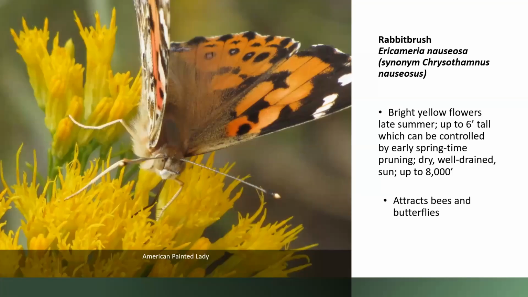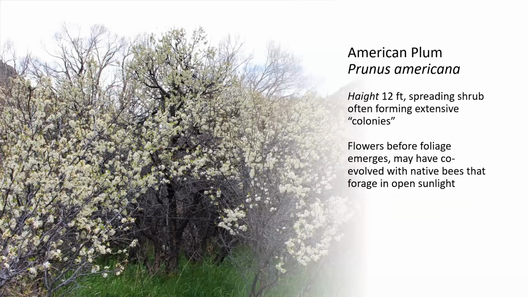Rabbitbrush. Some people consider this plant weedy. I think it's a really great native shrub that's very showy and will attract a lot of butterflies, particularly the American painted lady butterfly, which seems to follow this plant as it blooms on its migration. It has bright yellow flowers, up to 6 feet tall. This can easily be controlled by cutting the plant right to the ground in the spring. You can just chop it right down, and it'll grow back again. This grows up to 8,000 feet in elevation.